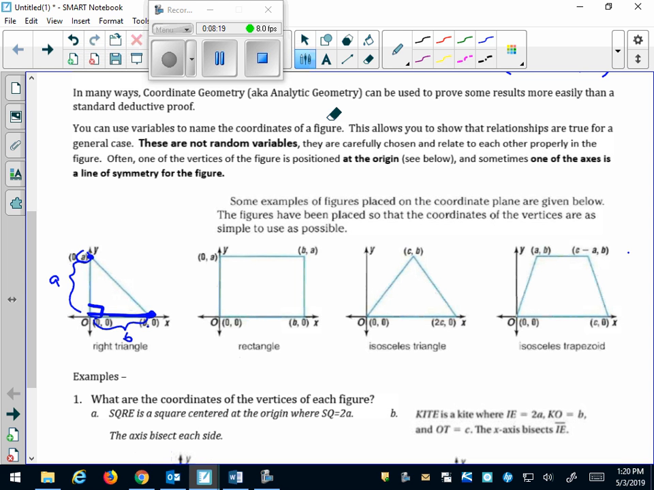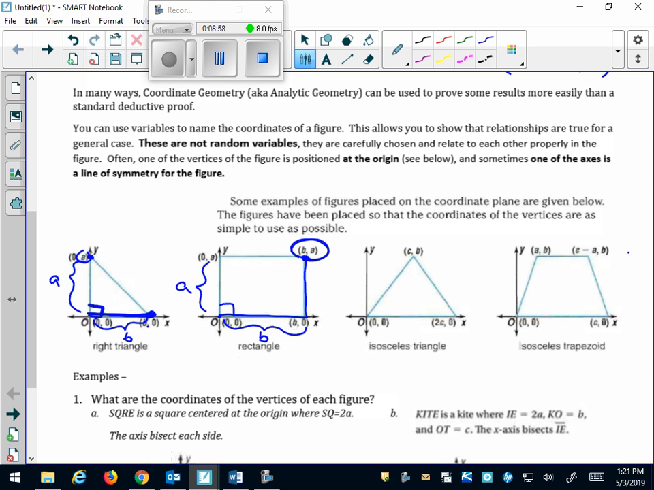Okay, the next one is a rectangle. Again, push the right angle up against the origin, and you're guaranteed it's a right angle. 0, 0. This is the point B0, so this length is B again. This height is A. Well, if that's true, look at the coordinates of this point. BA, because we had to go over B and up A to get to that point. That make sense? So far, so good.